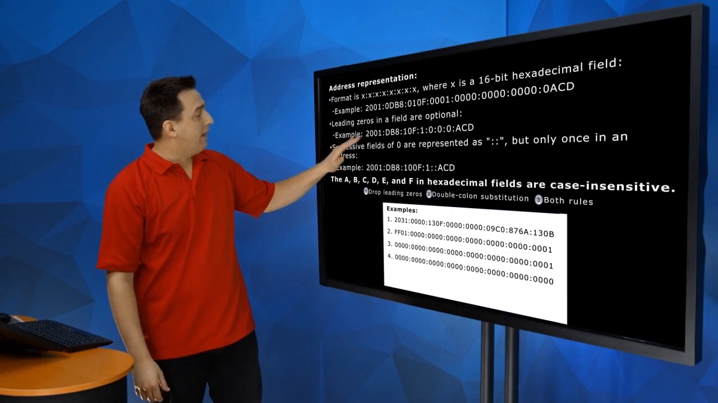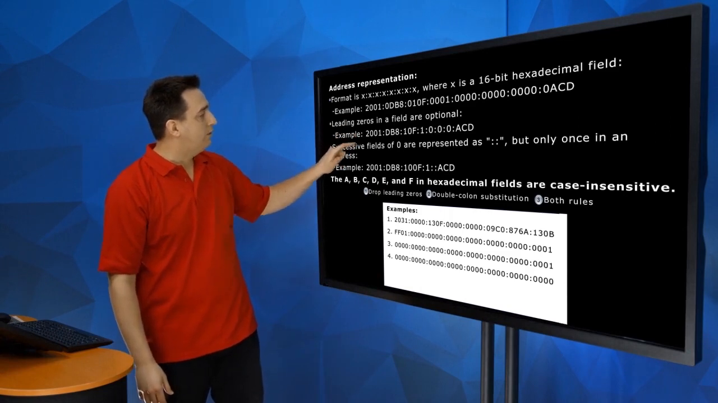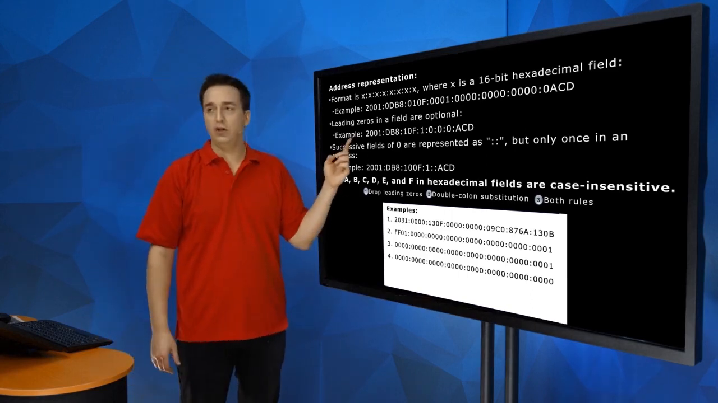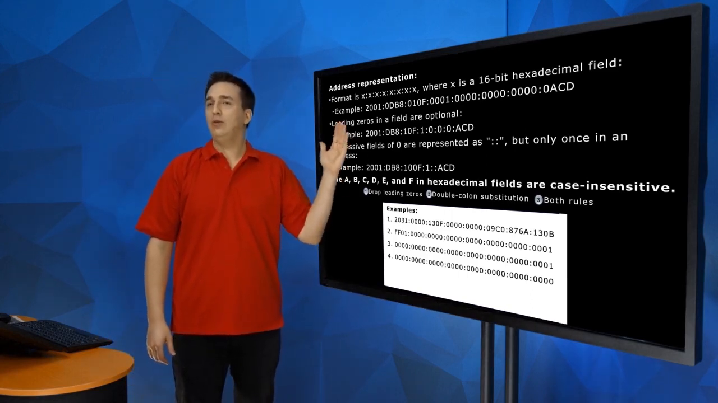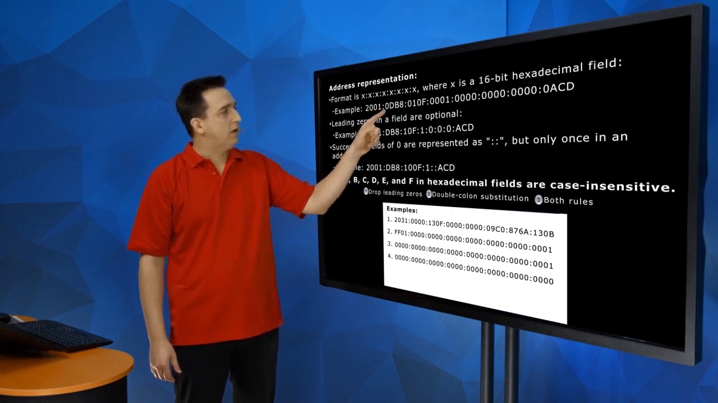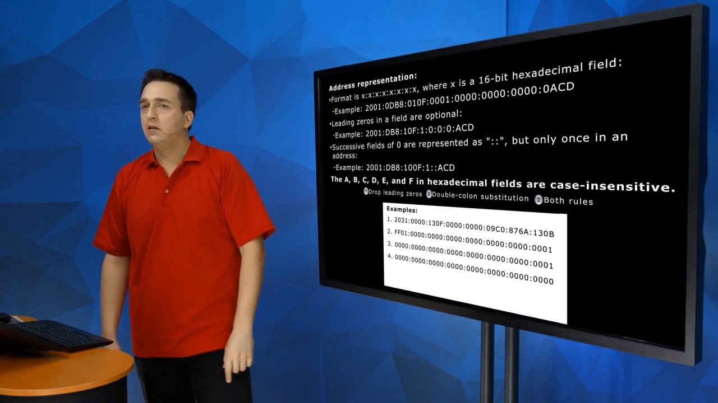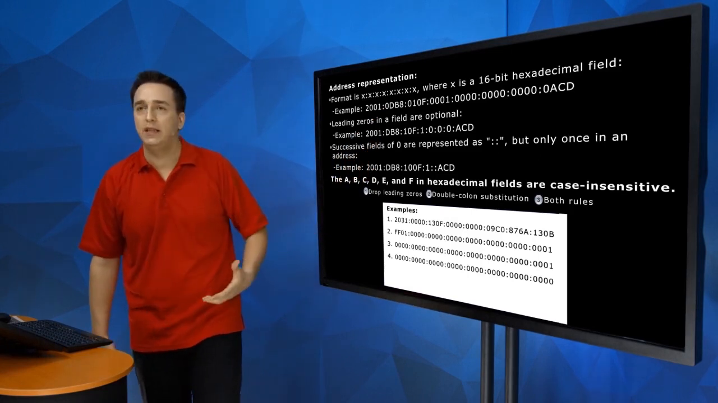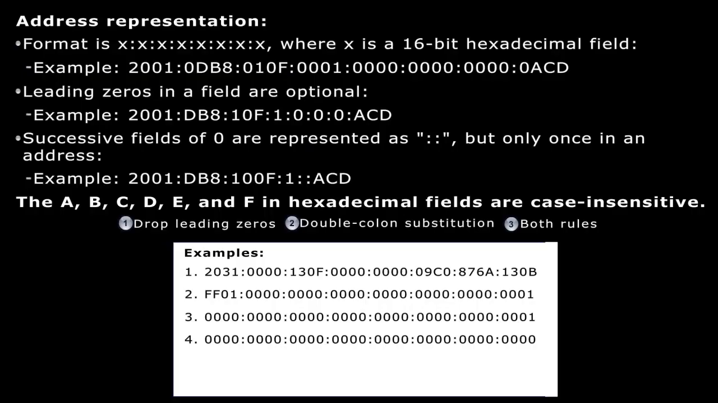In this example, are there any leading zeros in the first field? The answer is no, because the first field starts with 2, so you leave it alone. But look at the second field. It starts with 0 and then db8. Drop your leading 0, so now it's just db8. It means the same thing. We get over to this field, we have a leading 0, you drop it, it's 10f. Notice you can only drop the leading zeros. You can't drop any other zeros inside of there.